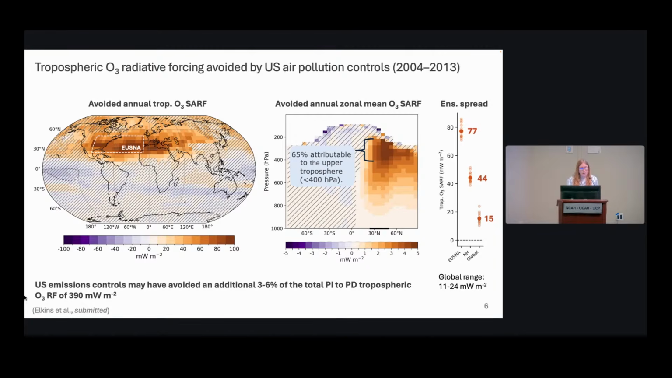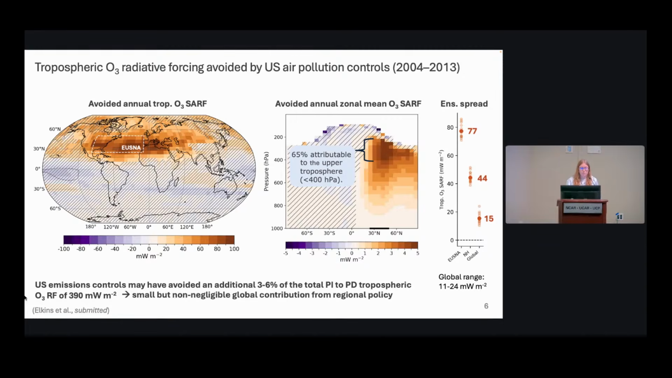So accounting for that internal variability, our results indicate that US emissions controls may have avoided an additional 3 to 6% of the total pre-industrial to present day tropospheric ozone RF of about 390 milliwatts per meter squared, which comes from that Xi et al. paper that I pointed out earlier. So this is a small but non-negligible global contribution from regional policy.